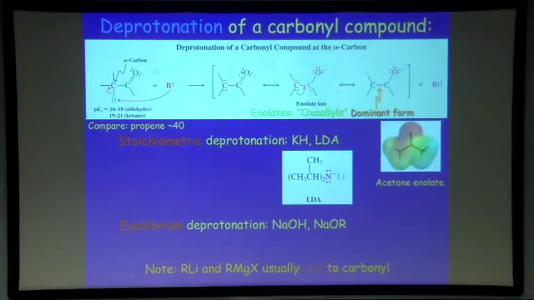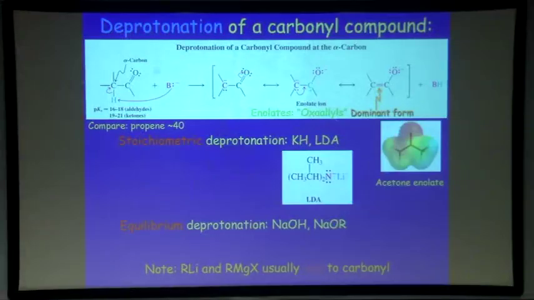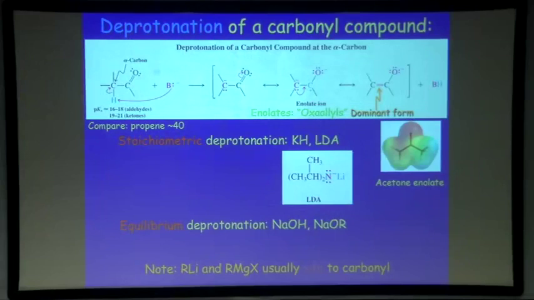So what do we need to completely deprotonate? Not just set up an equilibrium, acid-base equilibrium, but completely convert an aldehyde or ketone to the corresponding enolate ion. You need a base that is stronger than the corresponding enolate anion. Okay, so simple acid-base stoichiometry. Chem 1, high school. And a perfect base for this is LDA.